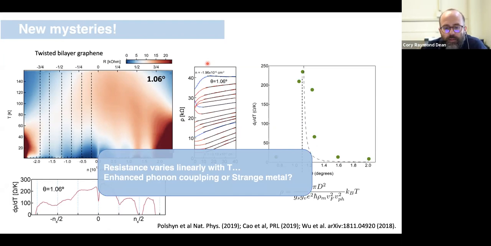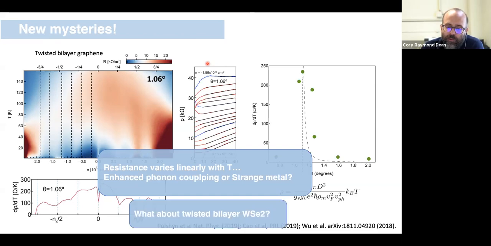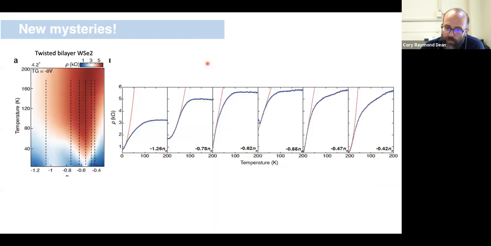So this, in a sense, is a kind of open debate within the community of what this linear in T response actually means, and when it is precisely linear in T, and what the coefficient means, et cetera. So I won't get into that debate. I just highlight that this conversation began with twisted bilayer graphene. So we started to look at this again in twisted bilayer WSe2.